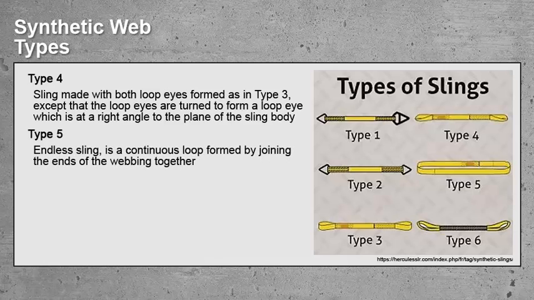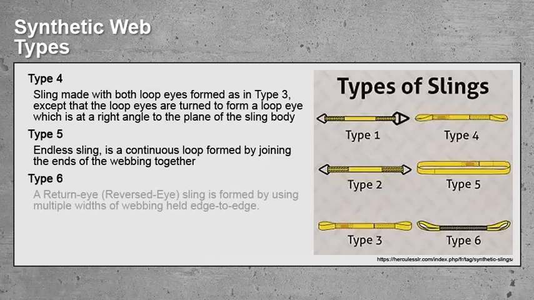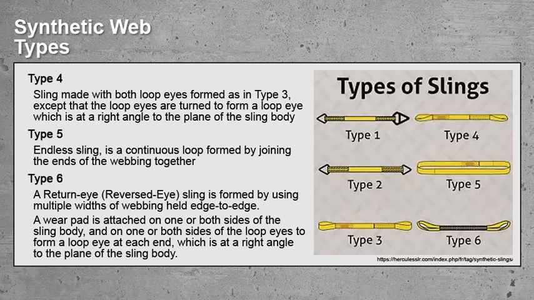Type 5 is called an endless sling, or sometimes referred to as a grommet. It is a continuous loop formed by joining the ends of the webbing together. And Type 6 is called a return eye or reversed eye sling, and is formed by using multiple widths of webbing held edge to edge. A wear pad is attached on one or both sides of the sling body, and on one or both sides of the loop eyes to form a loop eye at each end, which is at a right angle to the plane of the sling body.